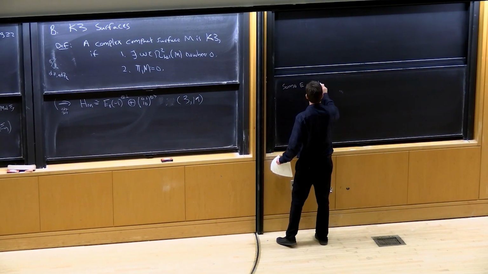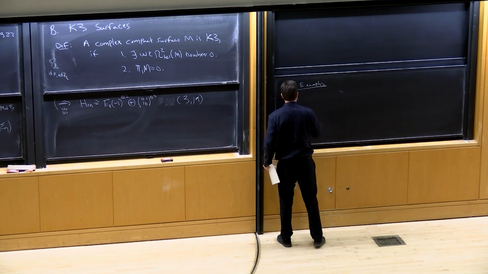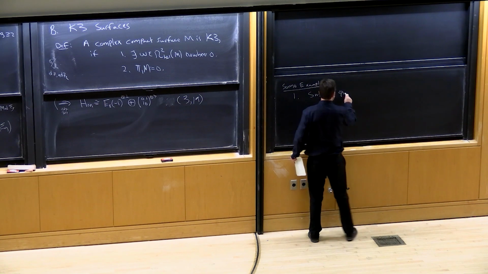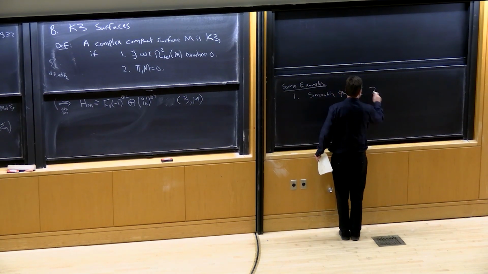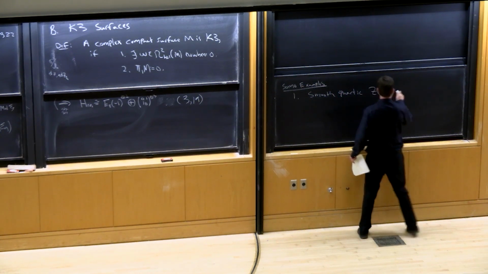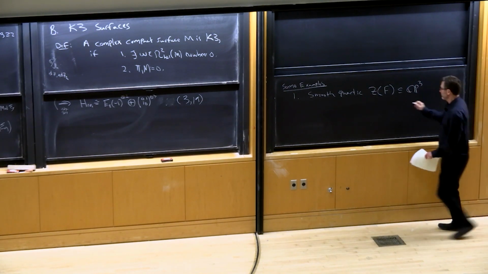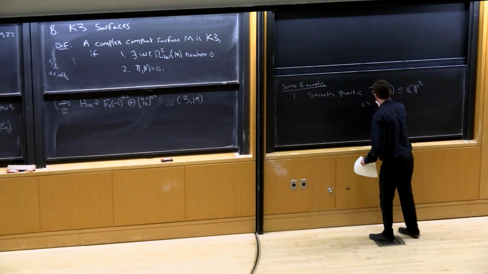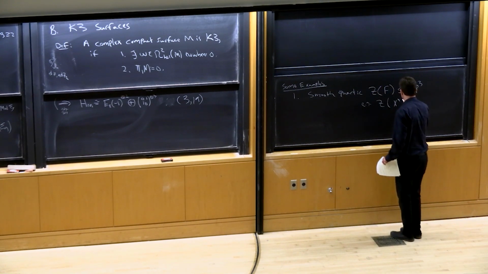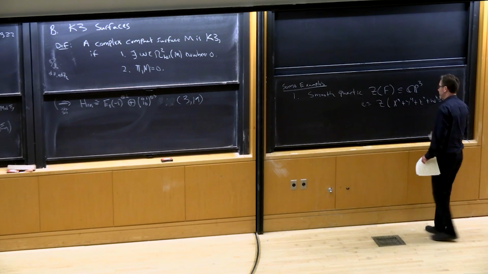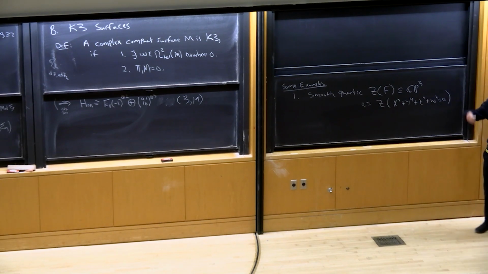Examples of K3s look totally different. One is any smooth quartic. So you take the zero set of a degree 4 polynomial in CP3. So, for example, the vanishing locus of x to the 4th plus y to the 4th plus z to the 4th plus w to the 4th equals 0. That's called the Fermat quartic. That's sitting in CP3. That is a two-dimensional complex manifold.